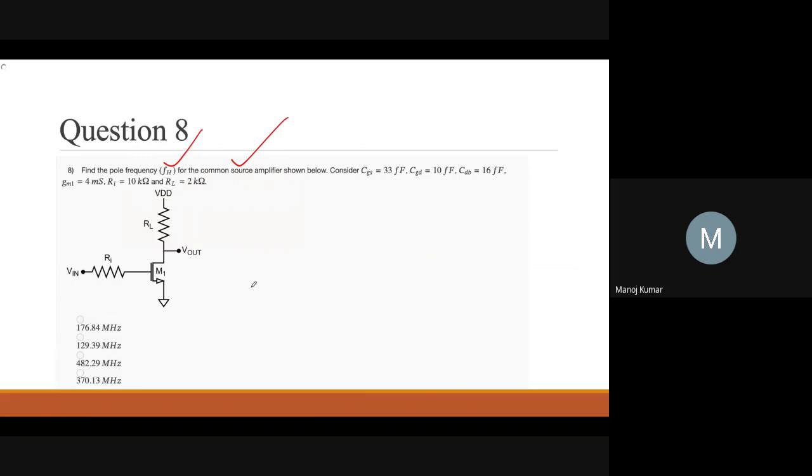Now for R in, we have to take 10 kilo ohms, ma'am. RL value is not given here. R in is equal to 10 kilo ohms. Yes, it is 10. Here it is given R in. I'm just writing here the equation. You have to find out AV. At first, you have to find out the AV. AV equals minus gm RL.